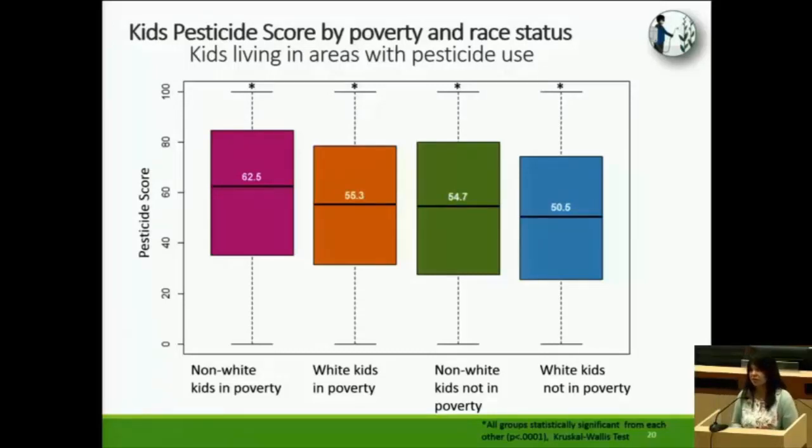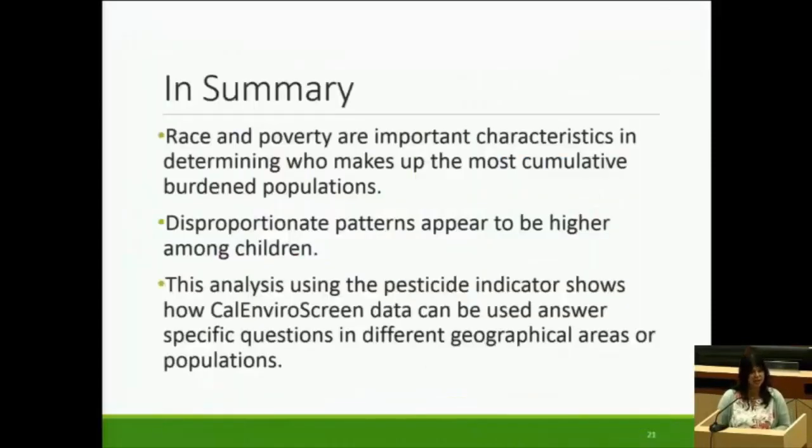So this was an initial analysis that we did now that we have the 3.0 data, and we actually found it pretty interesting. So I think we'll be thinking about this moving forward, using some of our different data sets and seeing what that tells us. So to wrap this up before we go to Arsenio to talk about work at CalEPA and how the tool is also being used, we found that race and poverty are important characteristics in determining who makes up the most cumulatively burdened populations in California, and that we see these disproportionate patterns appear to be even higher among children in California.